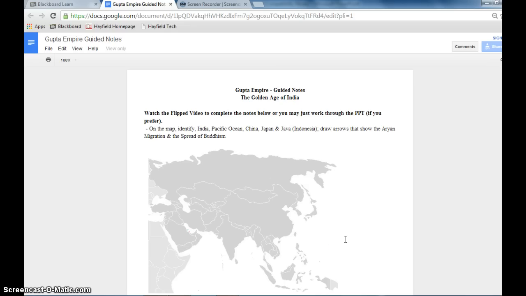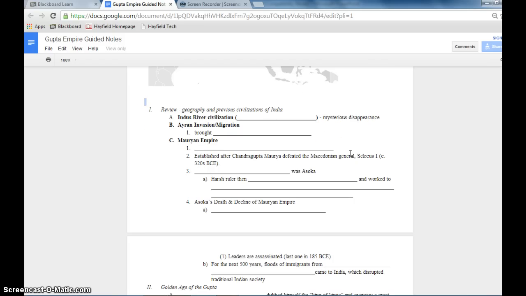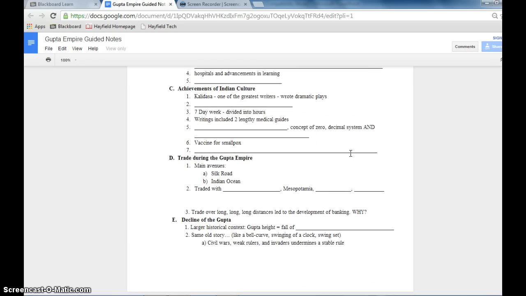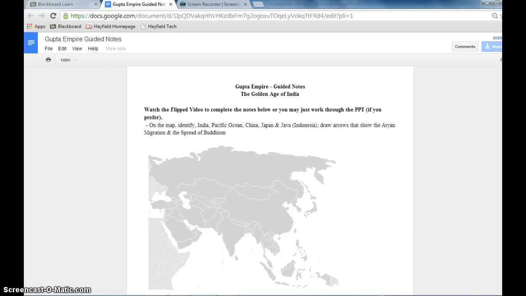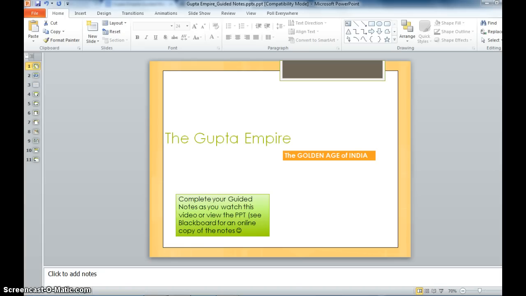Just want to remind you to briefly look at the map. You need to identify a few key places, and then the rest of the notes is pretty straightforward with a fill in the blank and a couple questions that you need to do. So without further ado, let's get started.